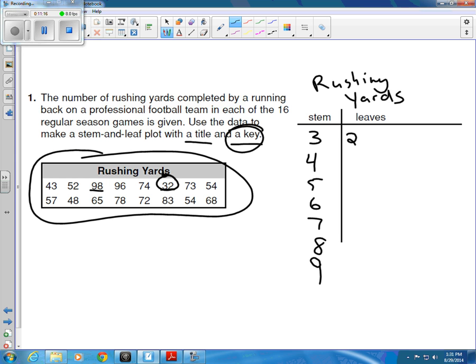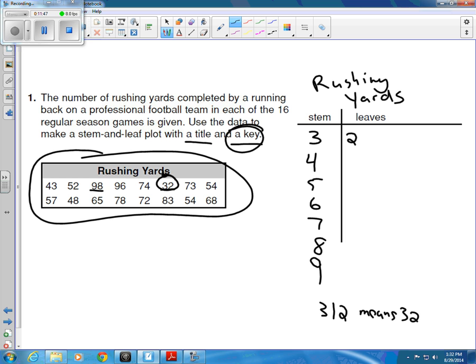A key is just something that's telling me I have a 3 in my stem spot and a 2 in my leaf spot, but I don't know what that number represents. It could represent 32, it could represent 3.2, it could represent 302, it could even represent 3,000,002. So what I need to do is write a key. 3 with the bar and a 2 actually means 32. So great, I've got my title taken care of, I've got my key taken care of, and I've started making my stem and leaf plot.